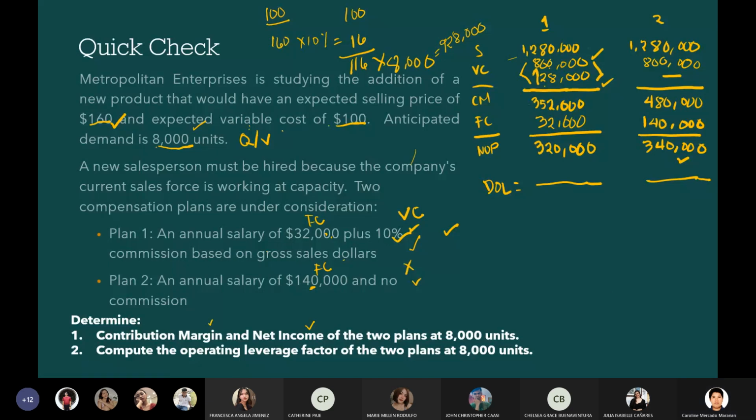Sige. Ano nyo muna, computein nyo muna. Ang hinihingi na natin ngayon ay degree of operating leverage for the two plans. Okay? For the two plans. DOL na tayo. Nandiyan na yun sa given. Na-compute na ni Chelsea yung mga kailangan nyo para sa degree of operating leverage. So, ang magsasagot niyan ay si John Lloyd de la Cruz. Ha, John Lloyd. Dali. I need the DOL for both plans, John Lloyd.